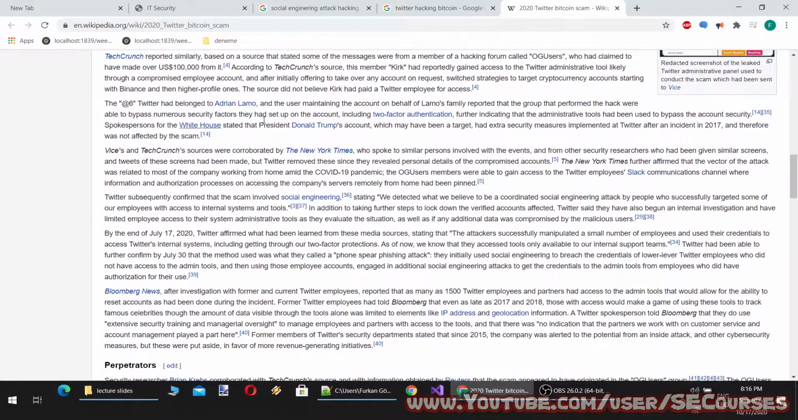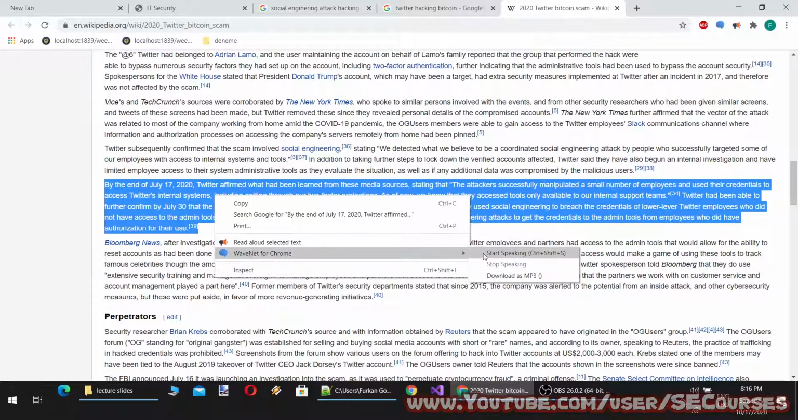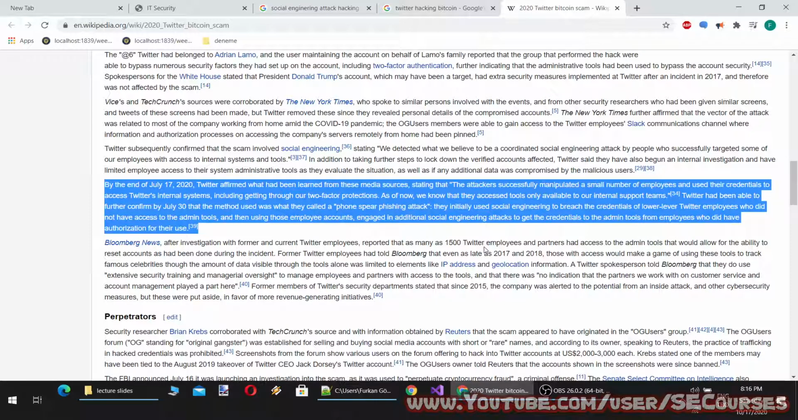However, what was the real reason? By the end of July 17, 2020, Twitter affirmed what had been learned from these media sources, stating that the attackers successfully manipulated a small number of employees and used their credentials to access Twitter's internal systems, including getting through our two-factor protections. As of now, we know that they accessed tools only available to our internal support teams.